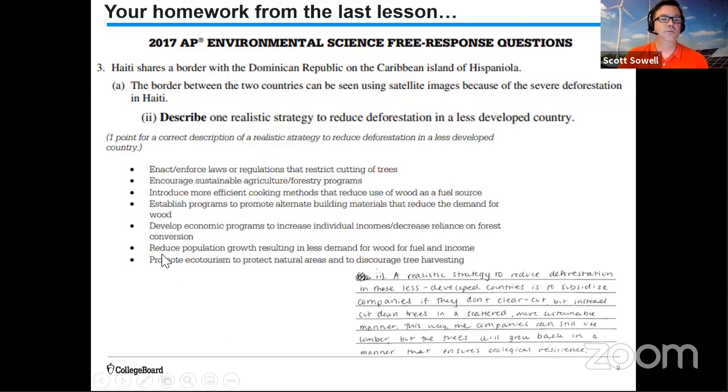An interesting 2 down here at the bottom, reduce population growth. That would be one strategy to reduce the demand on the forests. Or ecotourism, shifting the revenue from chopping the tree down to going visiting the tree in a park per se. All right, so now this will be 1 point for this person.